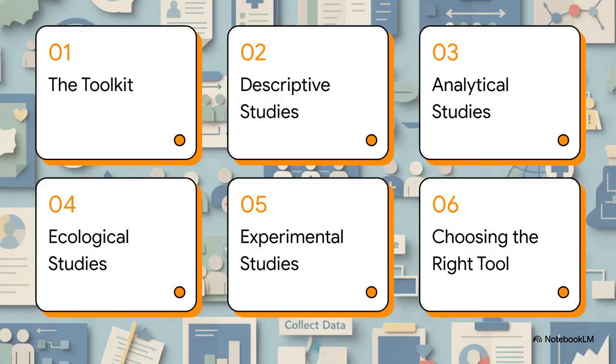So here is our agenda for today. First, we'll look at the toolkit. Then, descriptive observational studies, followed by analytical observational studies. Fourth, group-level ecological studies. Fifth, experimental study designs. And finally, choosing the right tool.